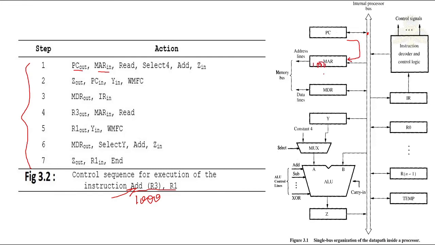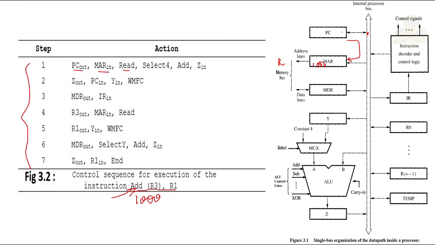Okay, now the MAR, what does it contain? It contains 1000. Then the read signal is initiated. That is, the address lines on the memory bus will initiate a read signal to this particular location in the memory. Now in the meanwhile, PC has to point to the next instruction, right? PC has to be updated to point to the next instruction. This can happen at any time during the execution. Say at this moment, our PC has to be updated.